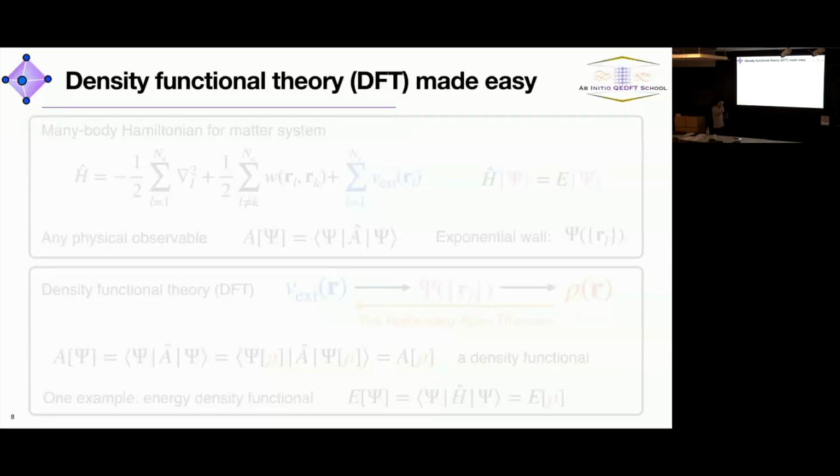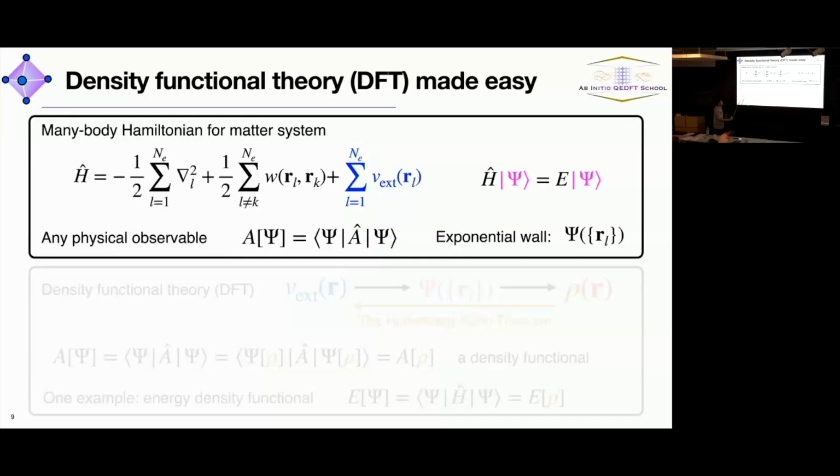So this is DFT made easy, and if you are a more rigorous person, you can complain. The first thing is that we start from this matter Hamiltonian. Now we haven't introduced any photon. As Markus already showed, we start from this Hamiltonian, which has a kinetic energy, electron-electron interaction, and external potential. Once you have an external potential, in principle, if you solve the Hamiltonian, you get an exact wave function, right? And once you have this exact wave function, you can compute any physical observable.